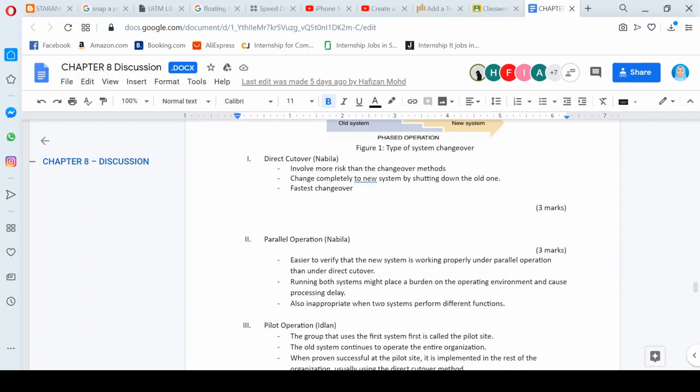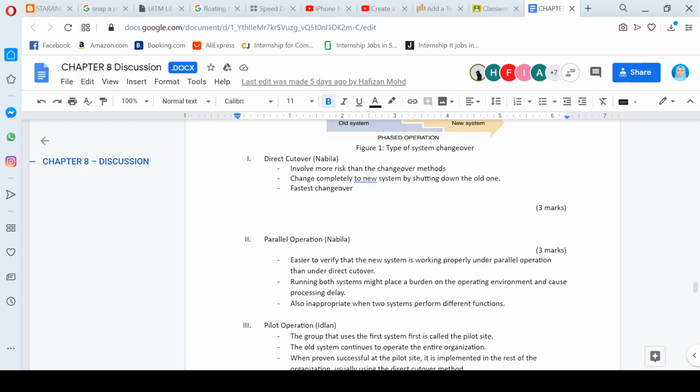And then the second one, the training for the manager, also the manager must know who is the key IT contact people. So kalau ada berlaku masalah berkenaan dengan sistem, manager ni dia boleh refer kepada siapa. So which is the key IT contact people.